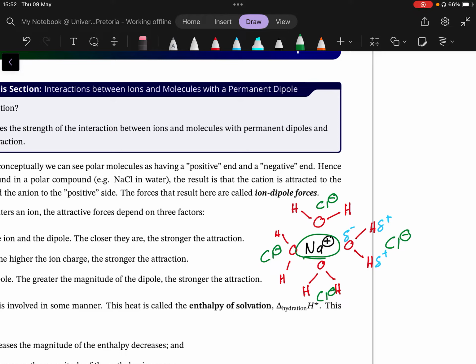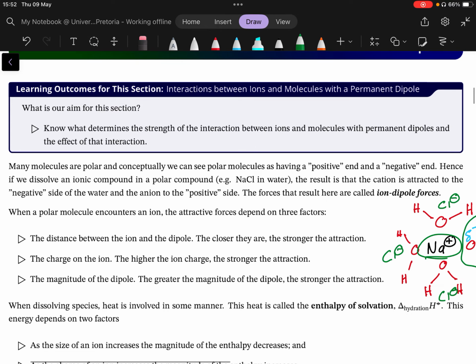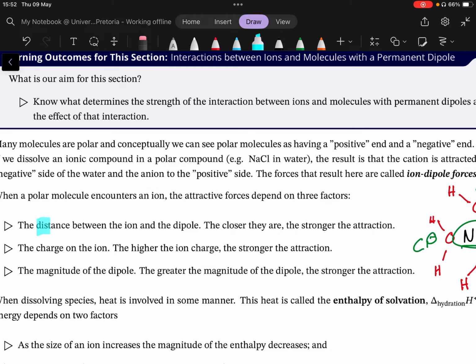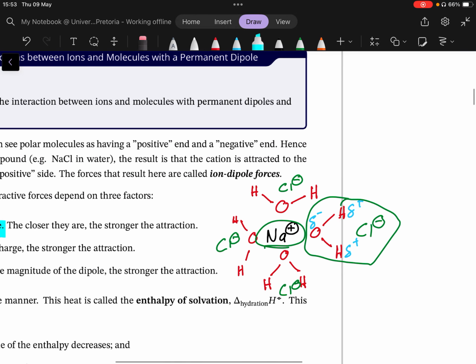These are what we call ion-dipole forces. You have an ion like sodium and a dipole, or polar molecule, like water, and you create an ion-dipole force. This force is dependent on a few factors. The first is the distance between the ion and the dipole, in other words this distance here.